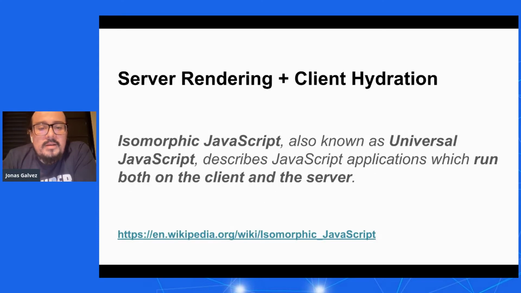So there's also a Wikipedia page about it. Isomorphic JavaScript, also known as universal JavaScript, describes JavaScript applications which run both on the client and the server. That basically means that the code that you write and that is loaded by the browser is also run on the server for generating some sort of initial output for it. We will get to that in a bit.